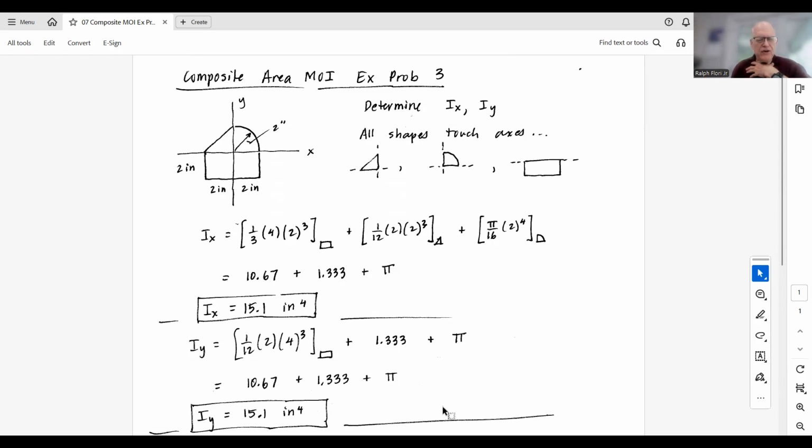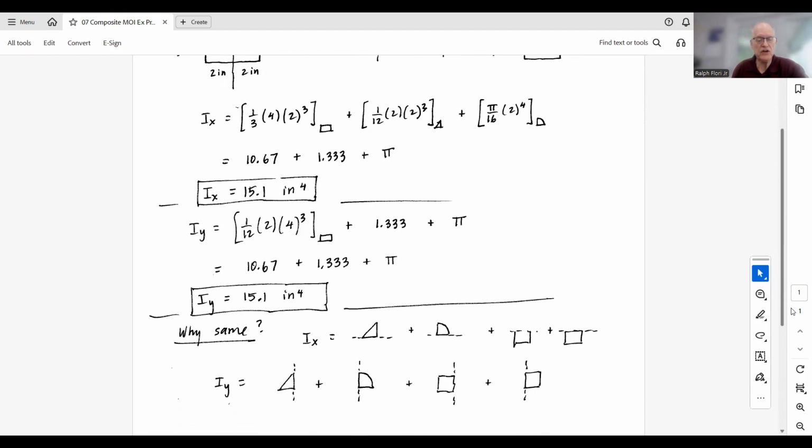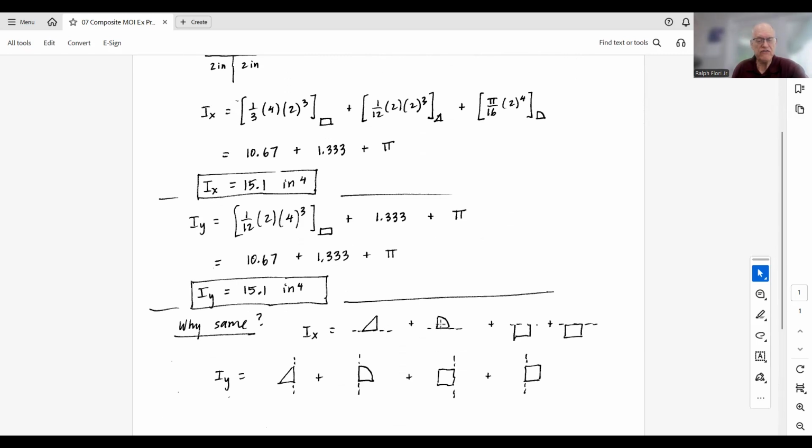Now you're going, wait a minute, those are the same, but that doesn't even look the same. Which is true, you could question that, but if you look at these shapes, IX has 4 shapes that all touch the x-axis: a triangle, a quarter circle, half of our rectangle, and half of our rectangle about the x. And about the y, you've got the triangle touching the axis, the quarter circle touching the axis, one of the rectangles, the other of the rectangles. And so when you look at it in those terms, they are basically the same. They look different, but they're basically the same.